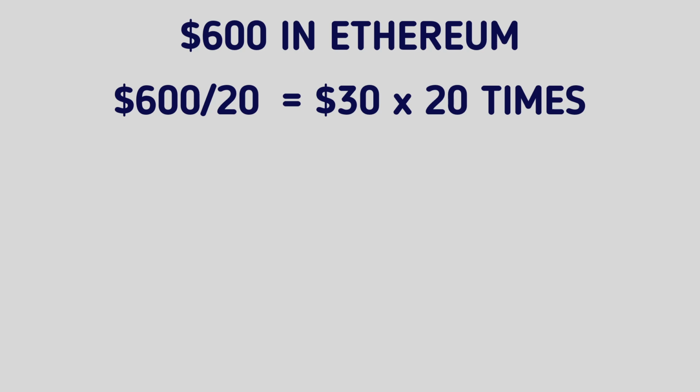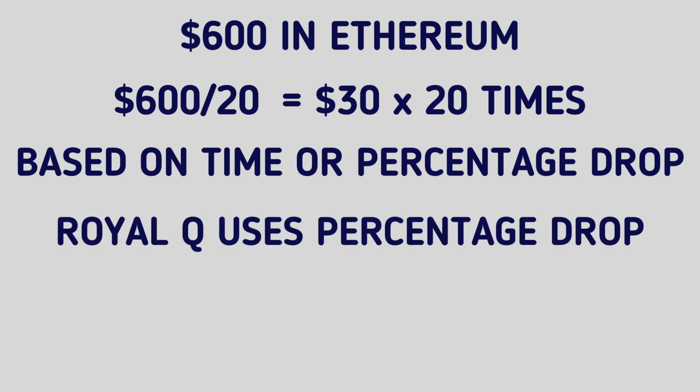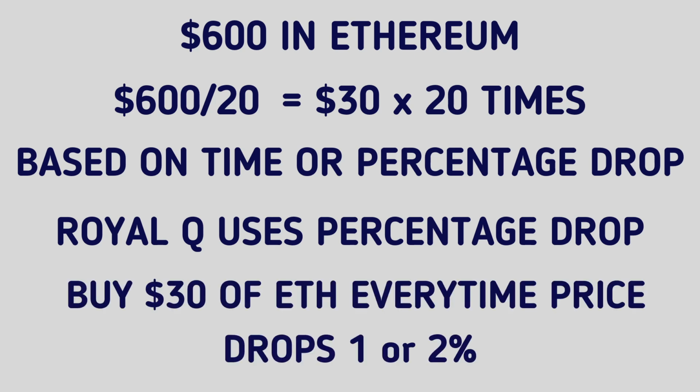You can buy $30 worth of Ethereum based on time or the percentage of the price drop. Royal Q uses the percentage drop and not time. What that means is that you can set it up to buy $30 of Ethereum when the price drops every 1% or 2%. Let me explain using a sheet.